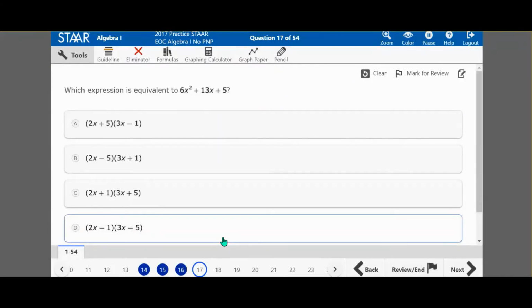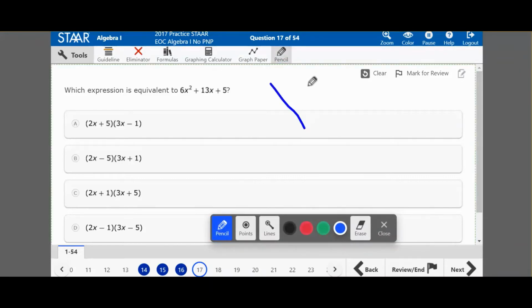Which expression is equivalent to 6x squared plus 13x plus 5? When we do this, I like to use the x method. So if we draw our x, what times what equals 5? Let's go with 1 and 5, because that's the only answer choice. Then what times what equals 6? 3 and 2 multiply to 6, and 1 and 6 multiply to 6. So which one would be more logical?